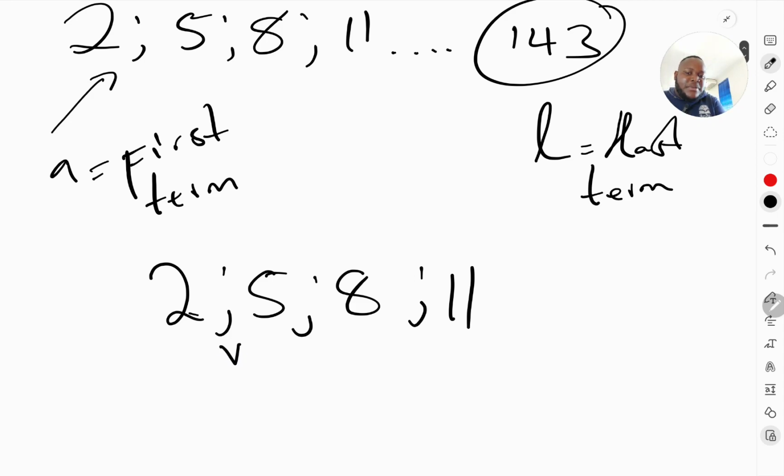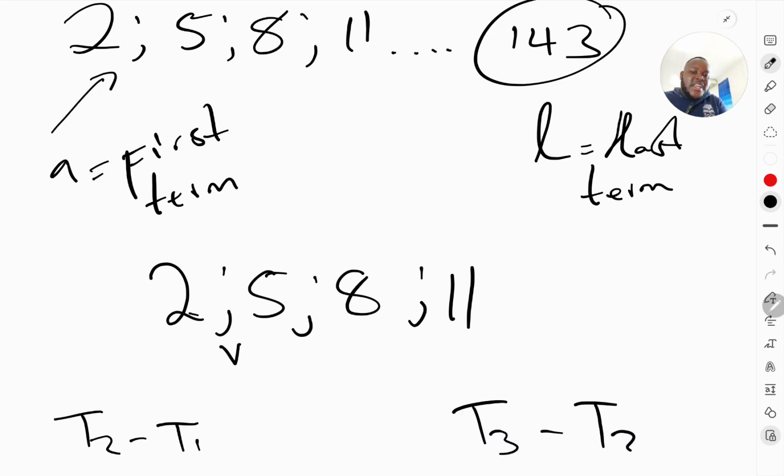So the difference is going to be T2 minus T1. If I want to find the difference between the first term and the second term, I will say the second term minus the first term, right? So it's going to be T2 minus T1, which is also the same as T3 minus T2. If I say T2 minus T1, it is 5 minus 2, which gives me 3. If I say T3 minus T2, it's 8 minus 5, which is the same as 3. So the common difference here is 3.